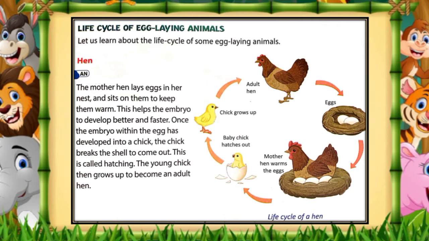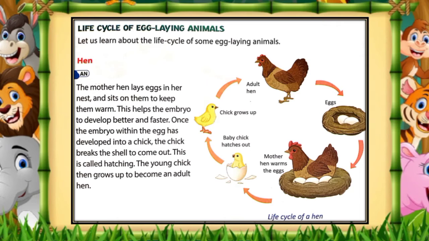Hens lay no more than one egg per day, as the process of laying an egg is governed by the presence of sunlight or warmth. In fact, in winter months, due to the lack of natural light, even fewer eggs are laid during this time of the year.